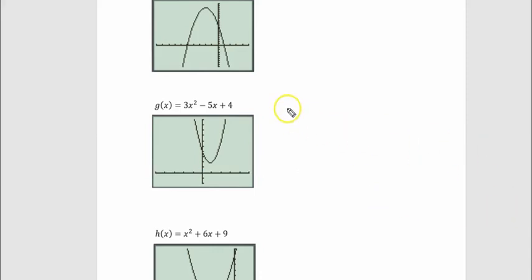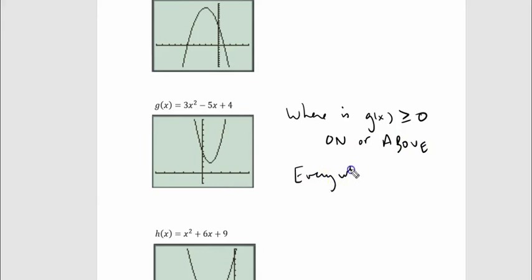Where is g of x greater than or equal to 0? Well, that's asking you where is it on or above. And again, the answer is everywhere. Because of this word or, it's either on or above here and here and here. All of these points are strictly above, but they're asking you where is it on or above, and the answer is everywhere. So again, it would be that.